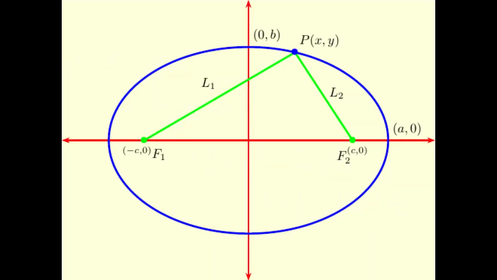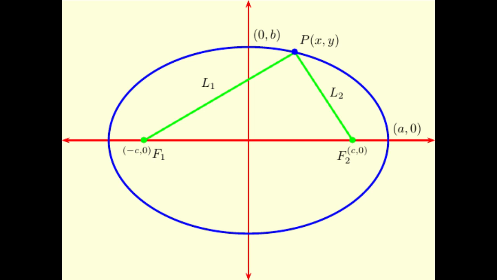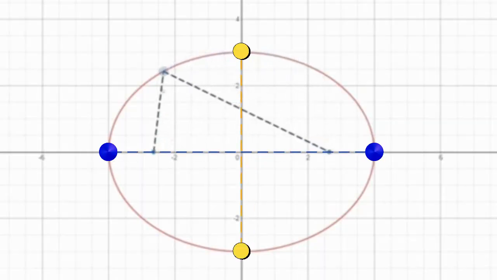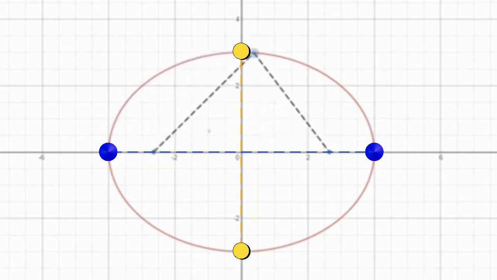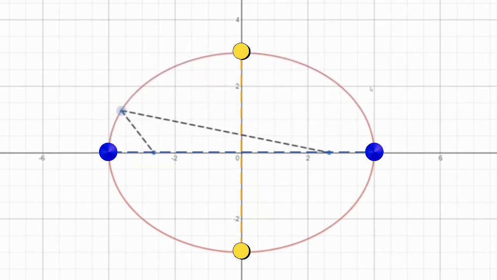This is an ellipse. It's an oval-like shape where the sum of L1 and L2 always stays constant. Now, let's look at the points. These are all vertices. The blue ones represent the major vertices and the yellow ones represent the minor vertices. Looking at the dotted lines, the blue one represents the major axis, whereas the yellow one represents the minor axis.